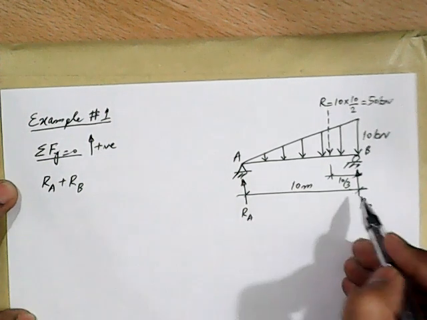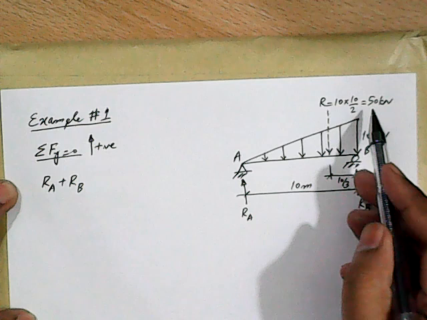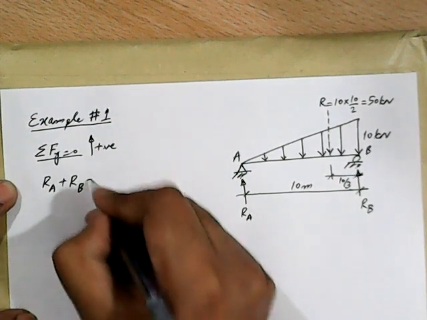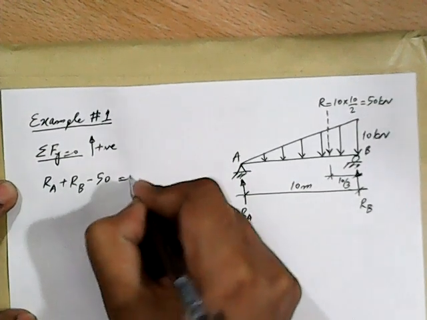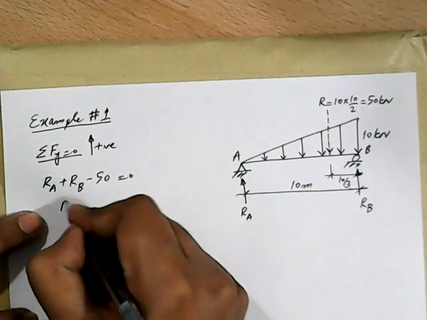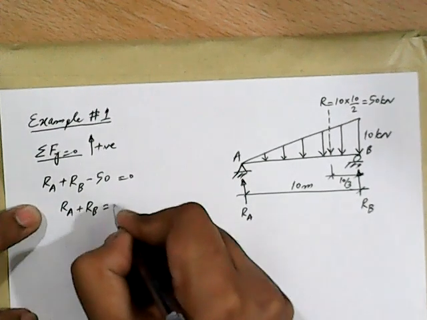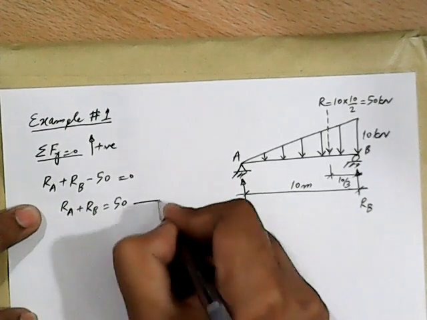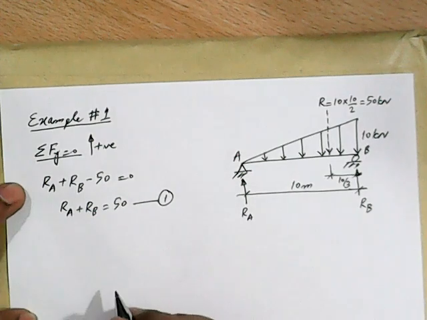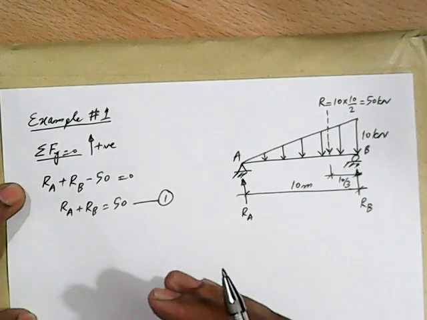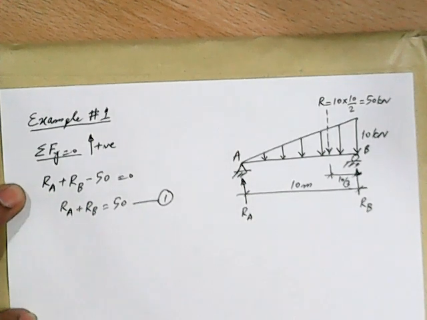So RA plus RB, and then this 50 kilonewton force is acting in the downward direction, so minus 50 is equal to 0. If I rearrange this, I get RA plus RB equal to 50. Now in this equation we have two unknowns, so we cannot proceed with the solution. We will have to generate one more equation.